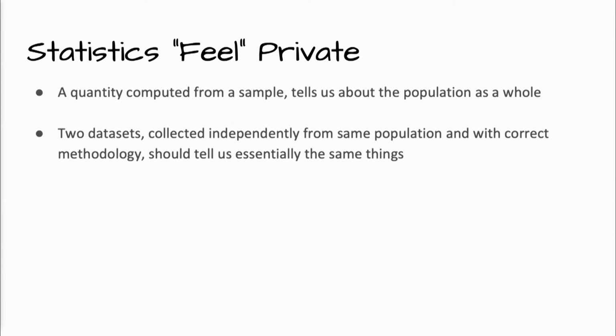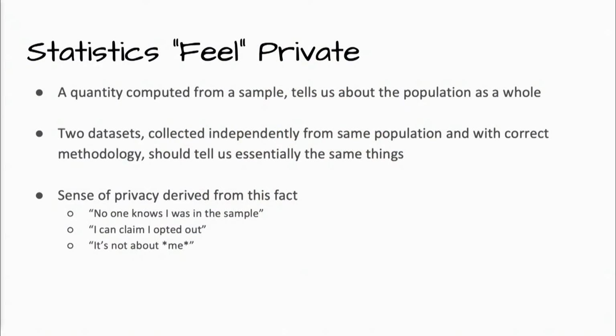This is sort of why statistics works, right? You grab a set, you study it, you think you understand. You grab another set, you study it, it should tell you the same thing. So statistics feel private, and this is the reason why. The sense of privacy is derived from the fact that any two data sets sampled correctly would tell you the same thing, and therefore, nobody knows I was in the sample. I can claim I opted out. In some strong intuitive sense, this isn't about me. The same thing would have been learned even if someone had chosen an entirely different sample where I wasn't a participant. So statistics feel private.